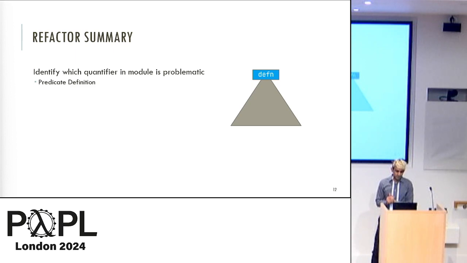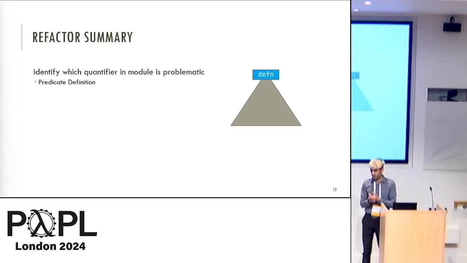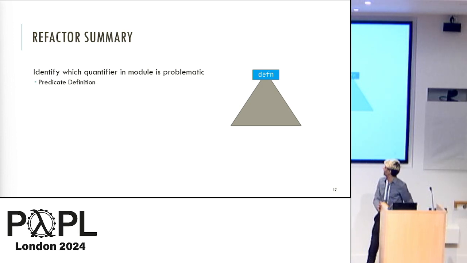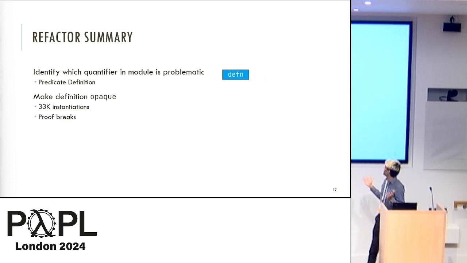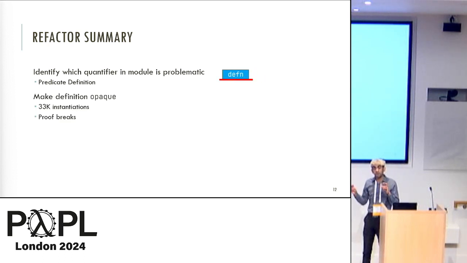right? So we were able to identify which quantifier inside this module was being particularly problematic, which happened to be a predicate definition. And the strategy for doing that was very similar to being able to merge across a specific quantifier as opposed to a module. So not dissimilar to the cost metric once we distilled it down to where the automation was going wrong. And then, yep, we make the definition opaque. And then we took a look at this intermediate stage when the proof is broken.